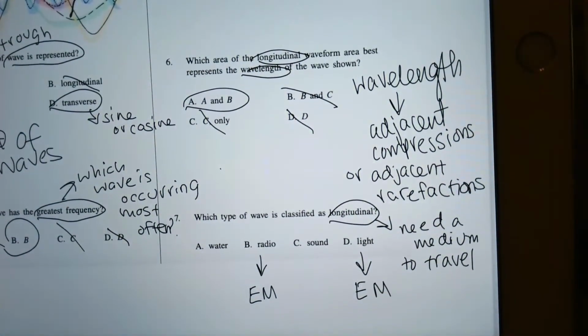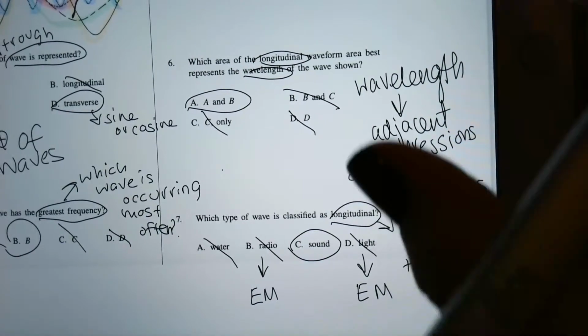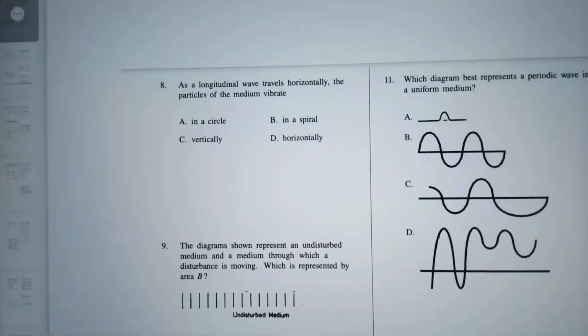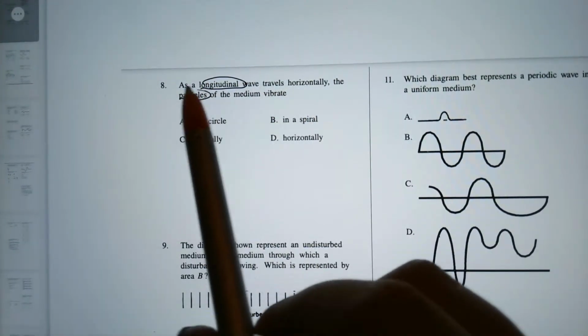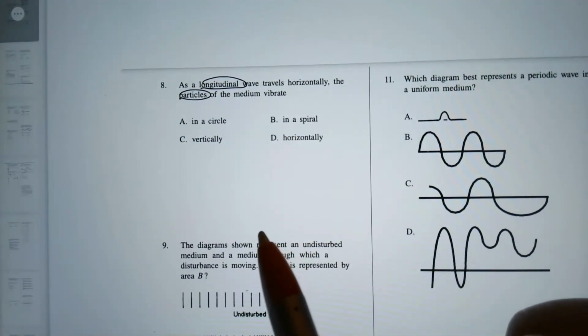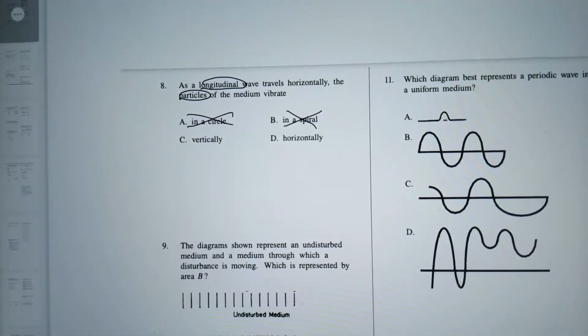Water wave is kind of a little bit more complicated. So again, this doesn't fall under it. So sound is going to be our most commonly used example as a longitudinal wave. Number 8. As a longitudinal wave travels horizontally, the particles of the medium vibrate. Okay, so first of all, they're never going to be in a spiral, and they're never going to be in a circle. So it's either going to be up and down vertically or left and right horizontally.